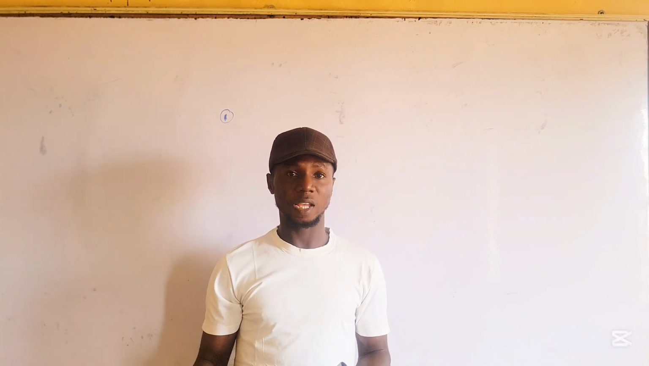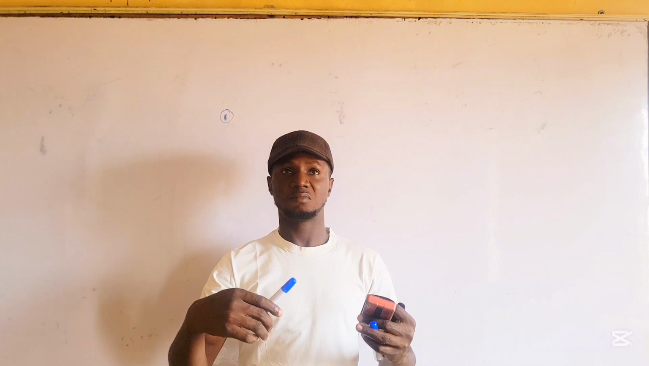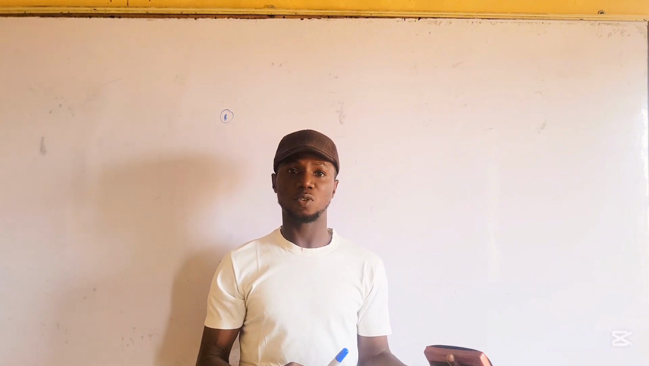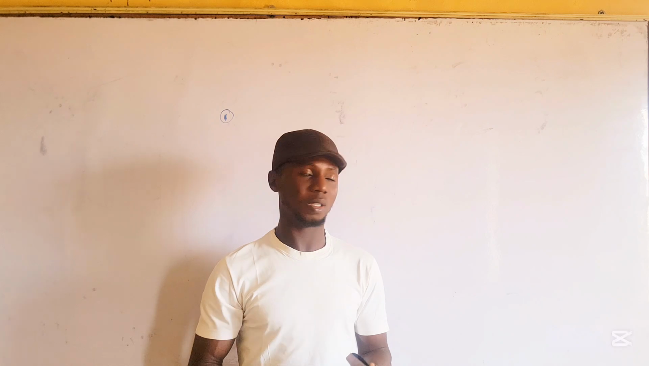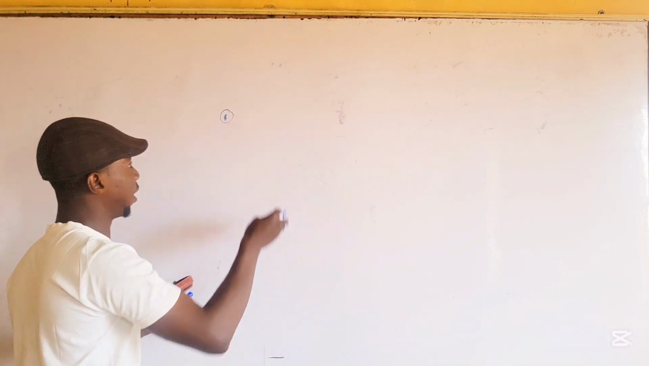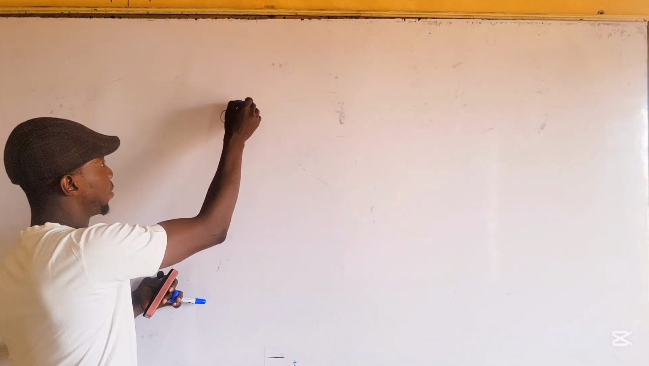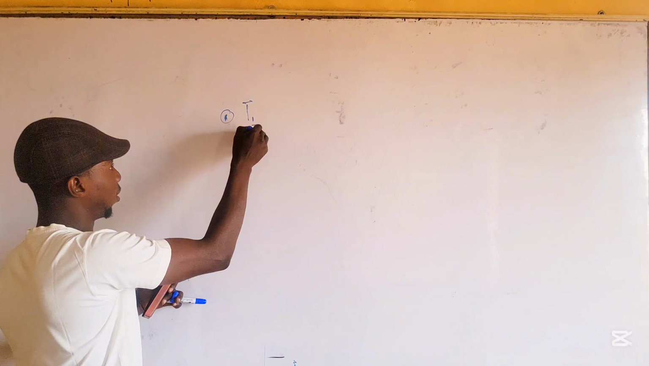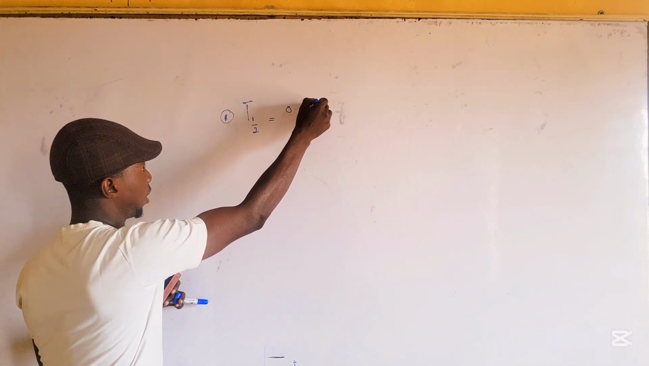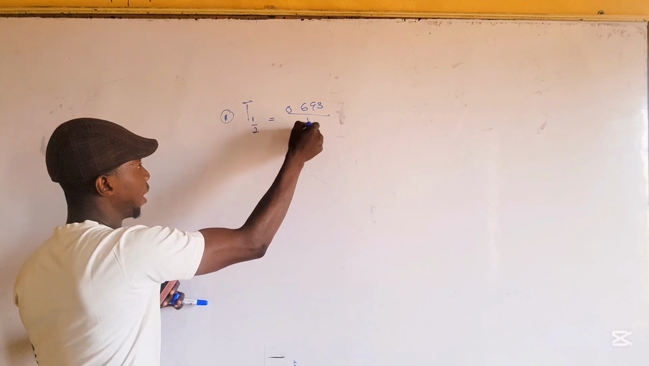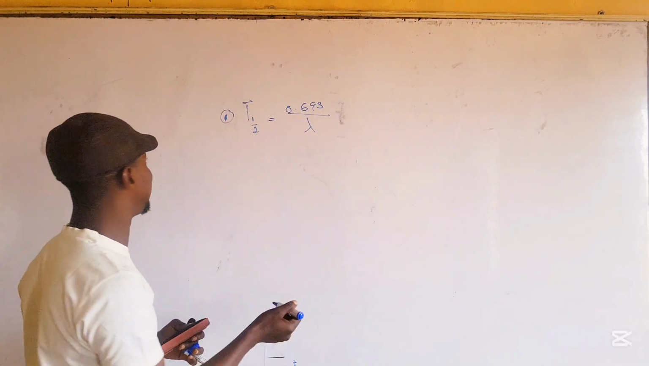So half-life, decay constant, initial mass of sample, final mass of sample, those parameters are what we look at in radioactivity. Number one, you have T half, which represents half-life, equals 0.693 over lambda. That is the first important formula.